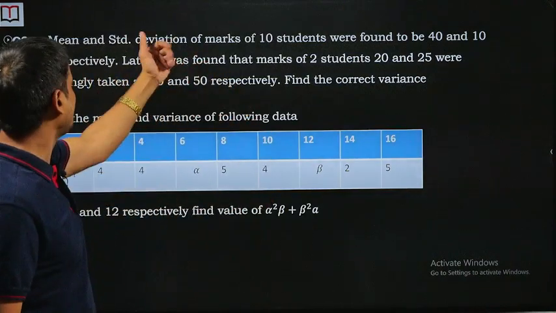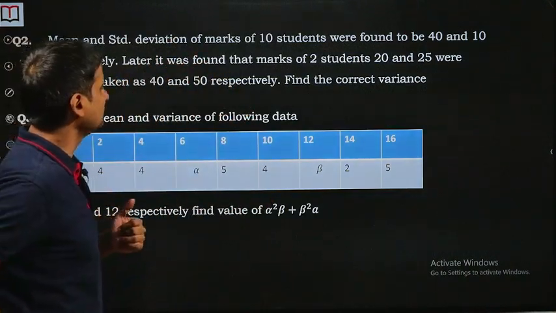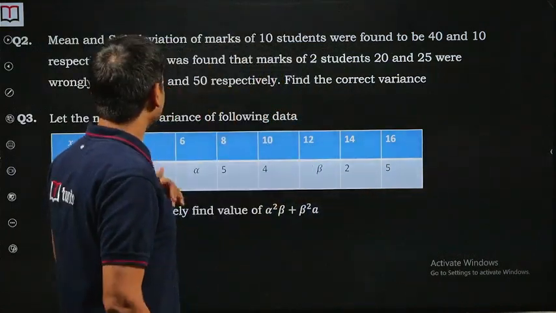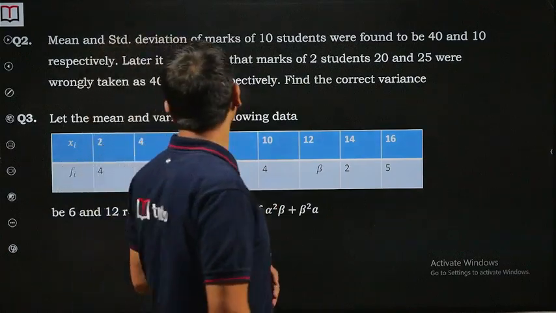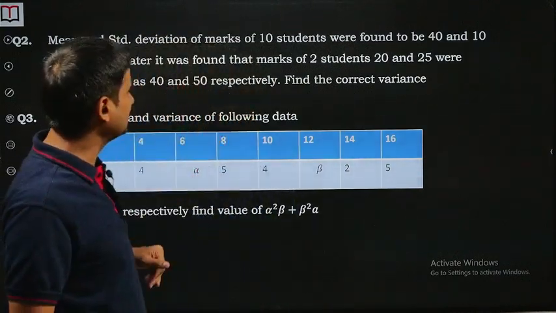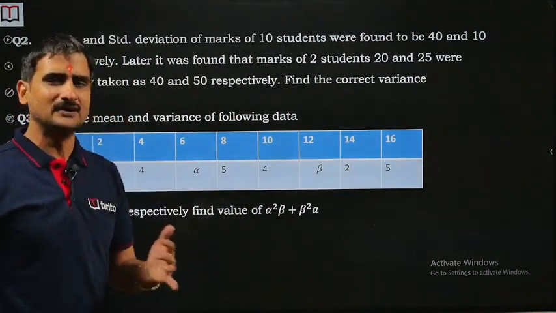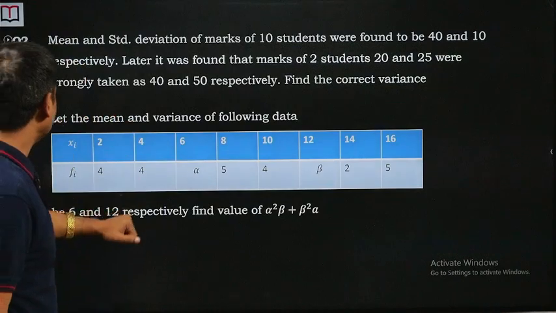See, this is a very common type of question. Mean and standard deviation of marks of ten students were found to be 40 and 10. And then it was found that marks of two students, 20 and 25, were wrongly taken as 40 and 50 respectively. Find the corrected variance, the new mean, whatever it is. Similarly, this is the third question.